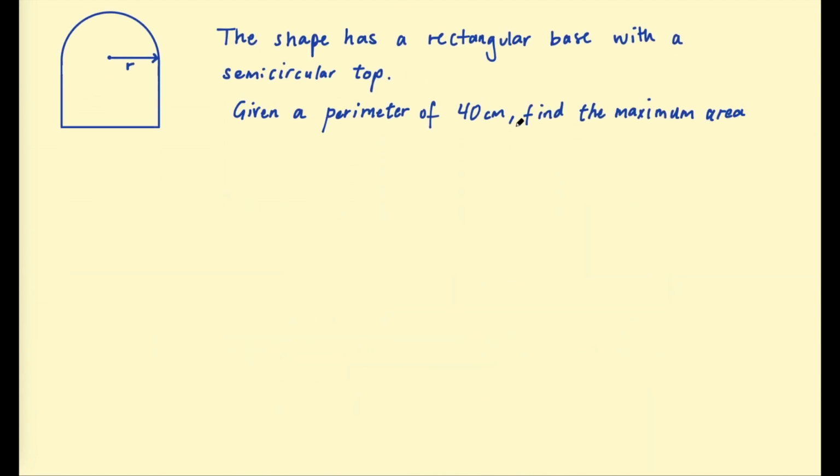This says the shape has a rectangular base with a semicircular top. Given a perimeter of 40 centimeters, find the maximum area. Let's firstly find an expression for the perimeter. So let's just call it P. What's this going to be?